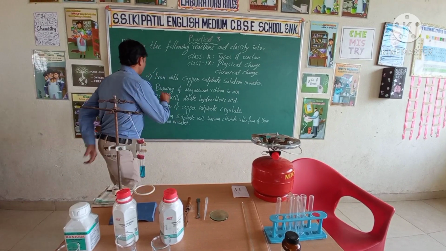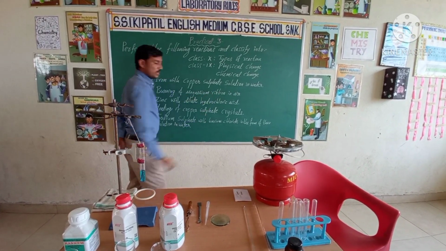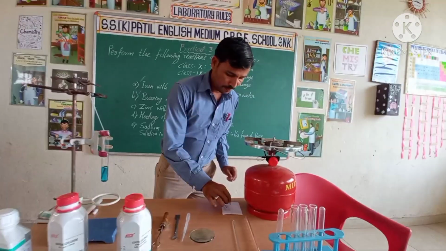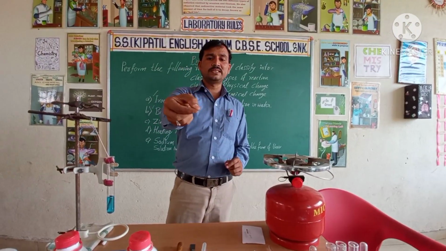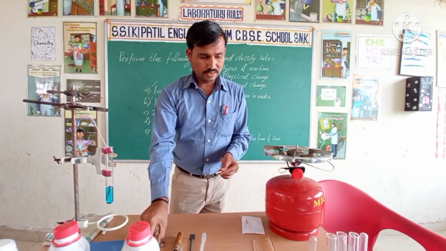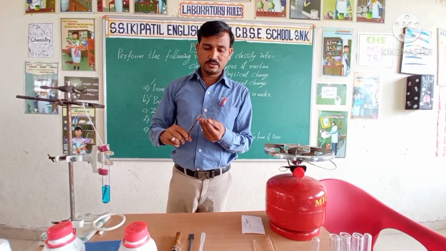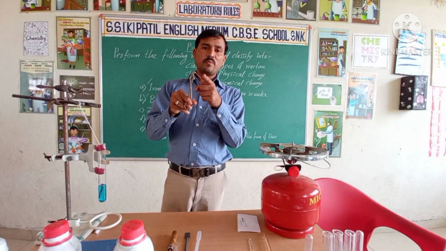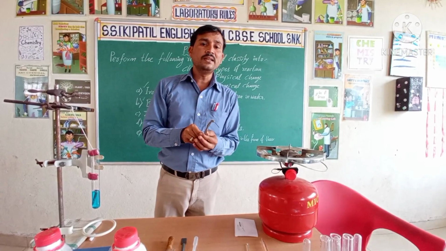The option: burning of magnesium ribbon in air. Here I took two pieces of magnesium ribbon in front of you. This is called magnesium metal ribbon. Then we'll take this one with the help of tongs like this and we'll burn it now. Burning of magnesium ribbon in air.